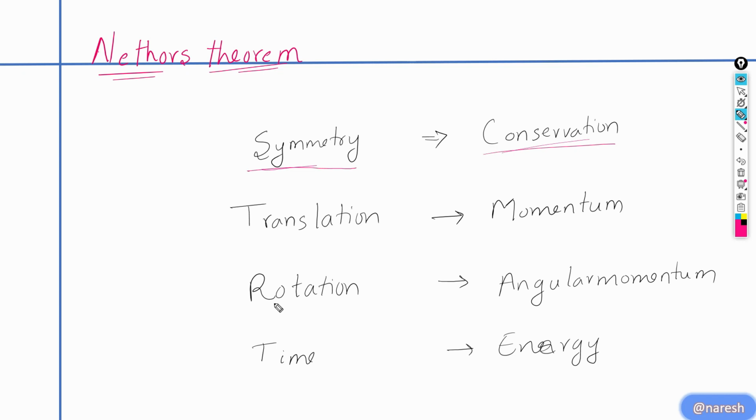Listen guys, it's a mesmerizing thing. It's very hard to understand in another stream, but if you apply it practically, you can get those things very easily. Translation symmetry gives conservation of momentum, and rotation symmetry gives conservation of angular momentum. Time symmetry gives conservation of energy.